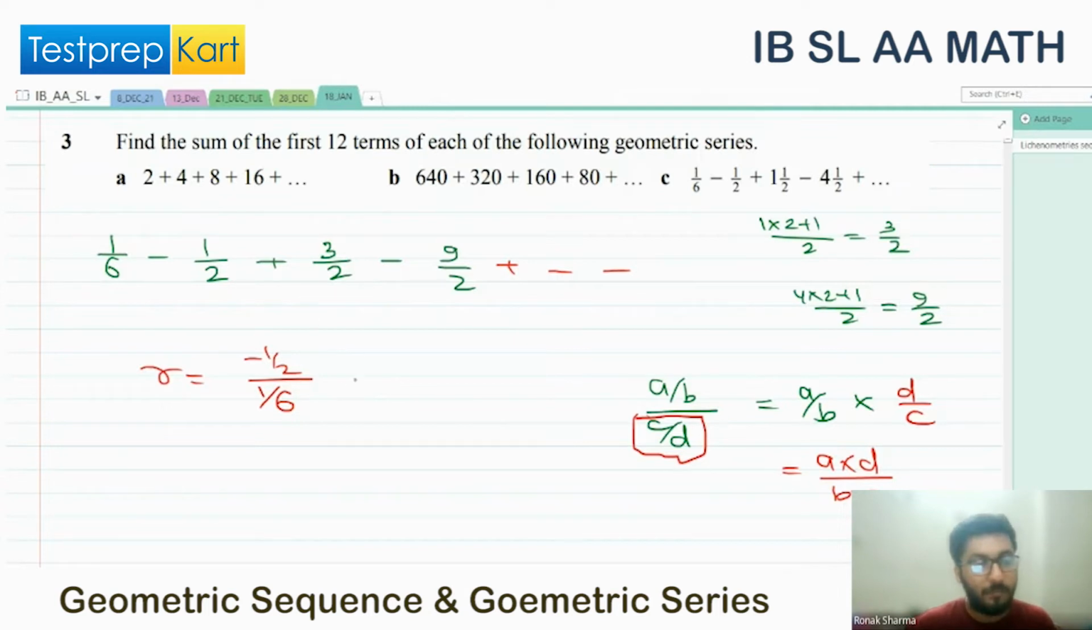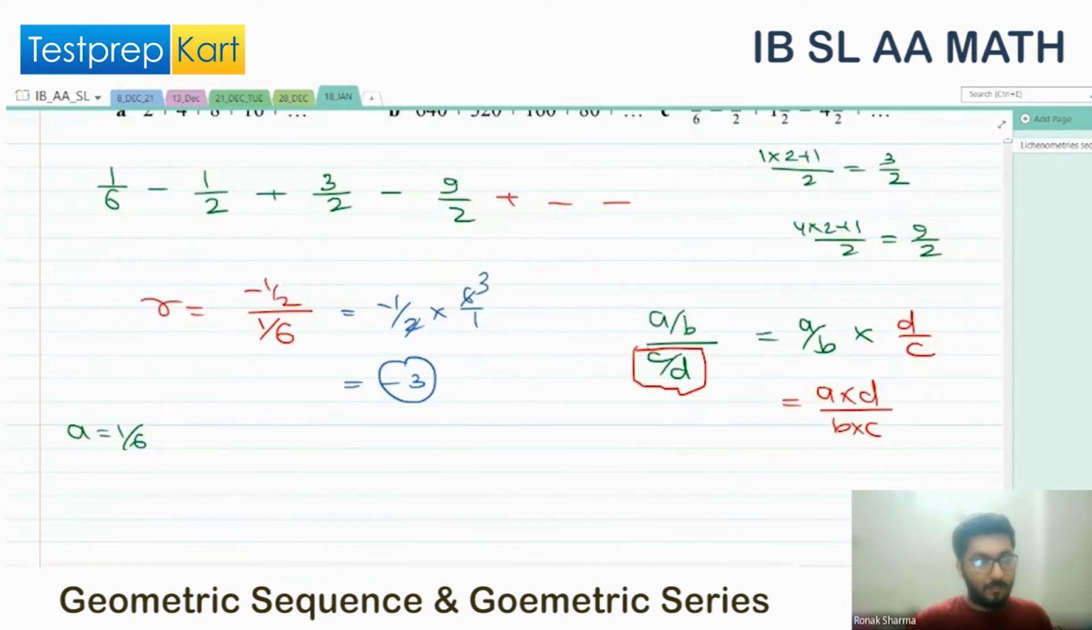So here I can write minus 1 by 2 into 6 by 1. I guess 2 times 3, so we are getting minus 3. Yes, minus 3. So A is 1 by 6. R is negative 3. So S12 will be A, that is 1 by 6, times R power n minus 1, so basically minus 3 power 12 minus 1 by minus 3 minus 1. Now we can solve it further.